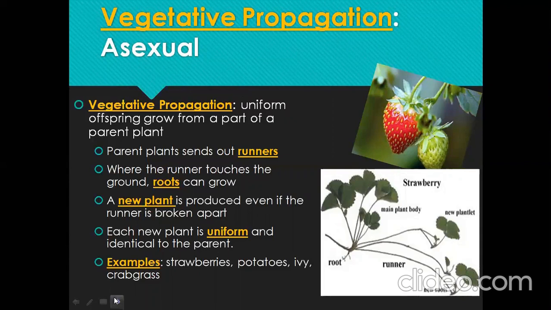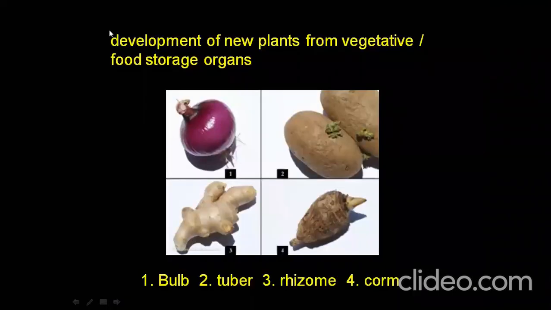Now, development of new plants from vegetative food storage organ. Here also this is vegetative propagation, but the plant develops from a food storage organ, the organ in which food is stored. From that organ, new plants are going to develop.